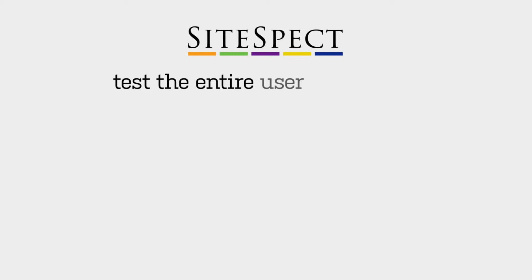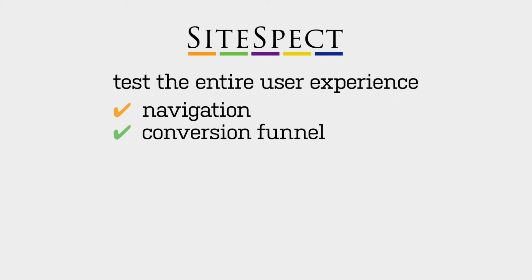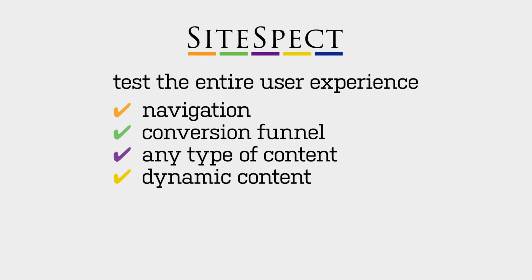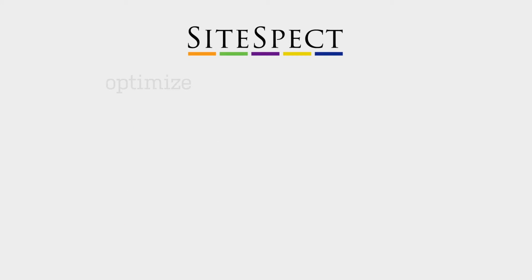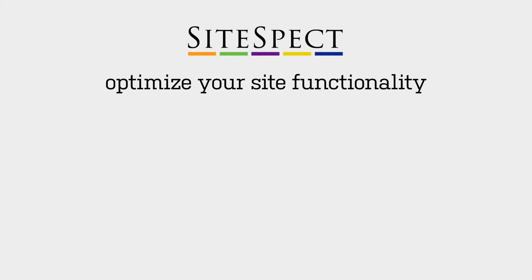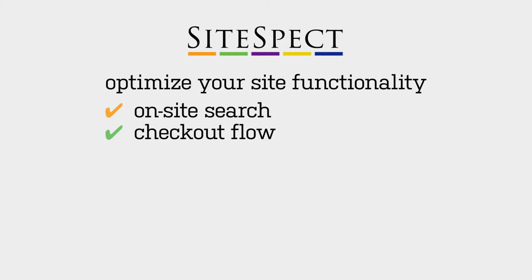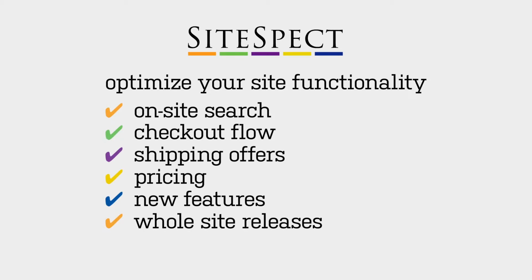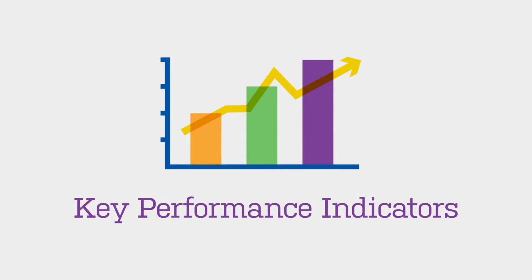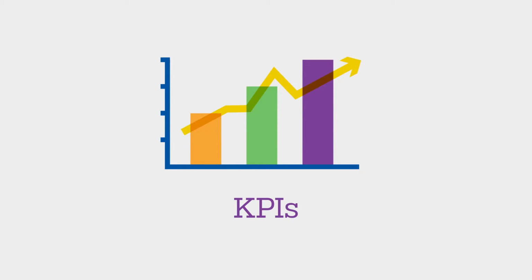Other tools limit your testing to basic site elements, but with SiteSpect, you can test the entire user experience, including navigation, every part of the conversion funnel, any type of content, including dynamic content, as well as mobile web and apps. And only SiteSpect enables you to optimize your site functionality, including on-site search, checkout flow, shipping offers, pricing, new features, and whole site releases, so you can quantify the impact of your development efforts on your KPIs.